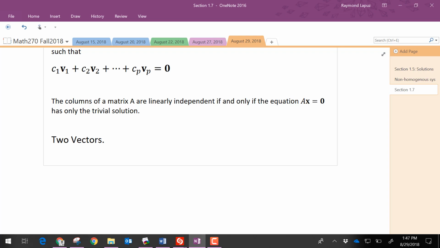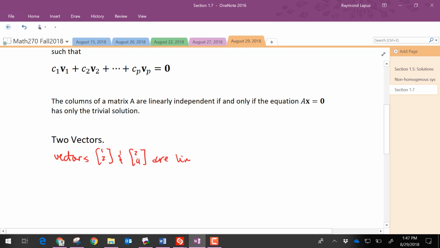So if you have two vectors, if they're linearly dependent, can you give me an example of two vectors that are linearly dependent? We could be in R2. Let's be in R2 because that's easy enough to do. So vectors (1, 2) and (2, 4) are linearly dependent.